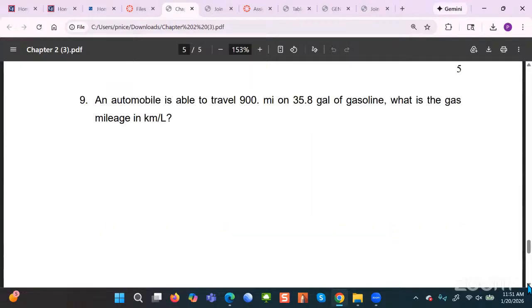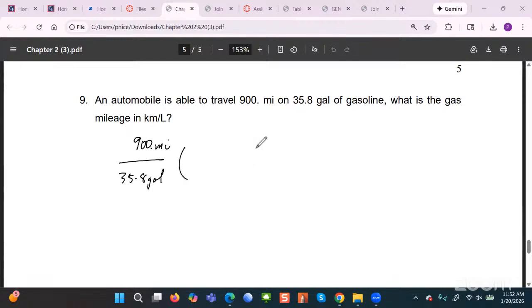Okay, number 9 says, an automobile is able to travel 900 miles on 35.8 gallons. What is the gas mileage in kilometers per liter, right? So, the normal way of calculating the mileage would be miles per gallon, right? So what I would do is divide the 900 miles by the 35.8 gallons. But the question is not asking for the answer in miles per gallon, it's asking for the answer in kilometers per liter.